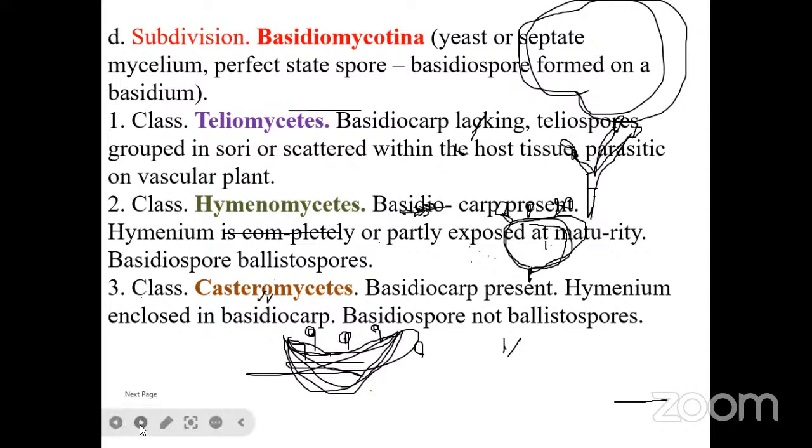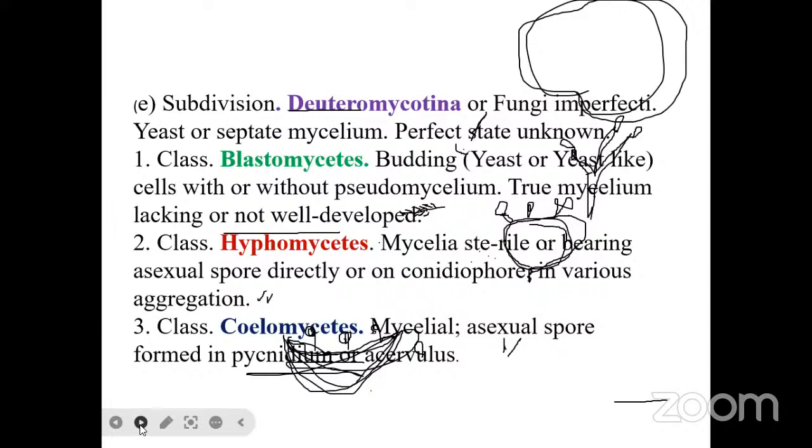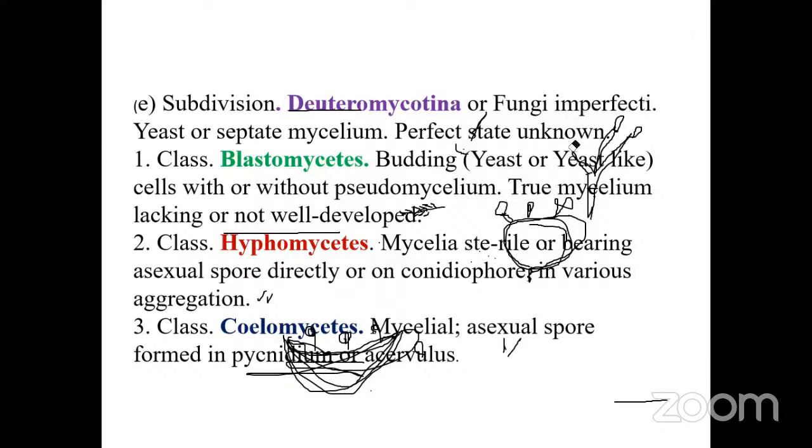Okay. And then the next is Deuteromycotina, imperfect fungi, dustbin fungi. This imperfect fungi, dustbin fungi, is again divided into three types. What are those? Blastomycetes, Hyphomycetes, Coelomycetes. These are the three types.